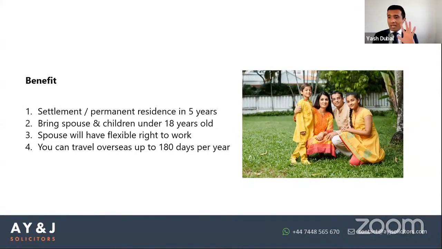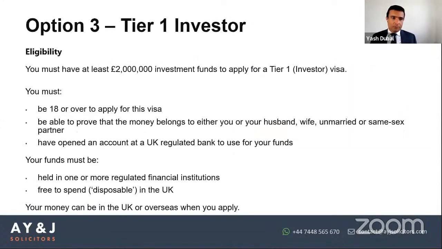The benefit is you get permanent residency in just 5 years. Bring your spouse and children under 18. Spouse will have a flexible right to work, and you can travel abroad throughout the 5 years up to 180 days, same as the sole representative visa, to qualify for ILR, which is indefinite leave to remain settlement. And after 1 more year, you may qualify for British citizenship as well, and you get the British passport.